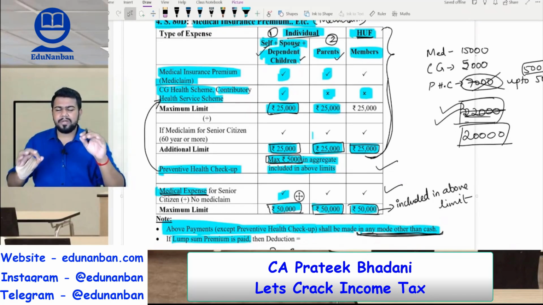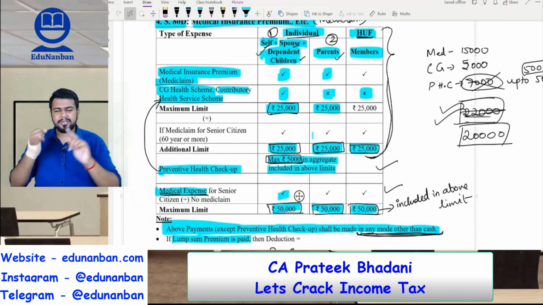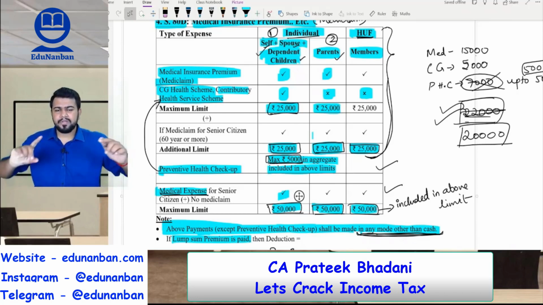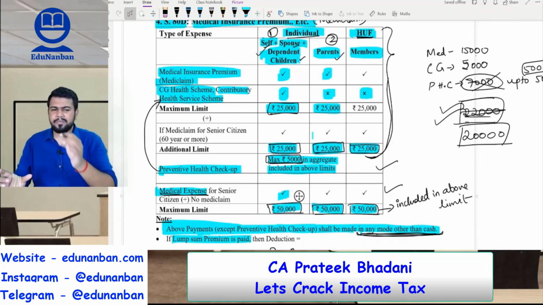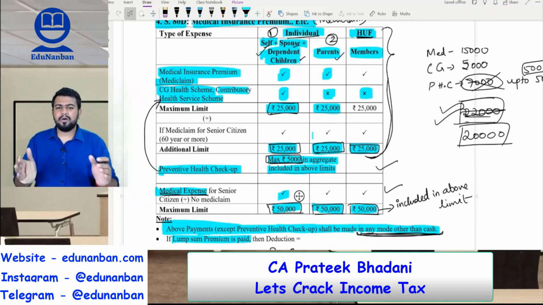Maximum deduction is 25,000. However, for an individual, there are two maximum limits. First limit is given for self, spouse and dependent children. Second limit is given for the parents. So 25,000 limit for self, spouse, dependent children, and 25,000 limit is for parents. Okay, so total how much?